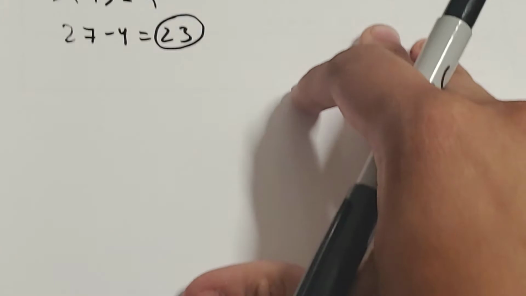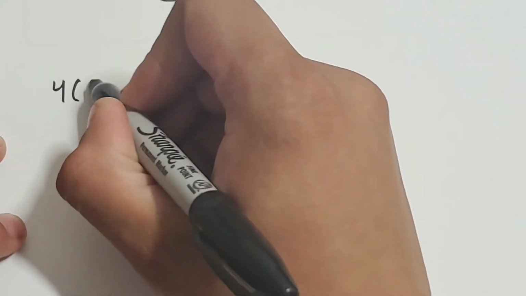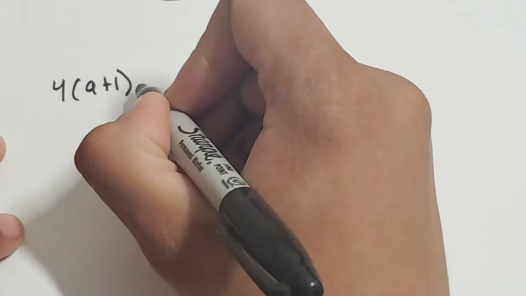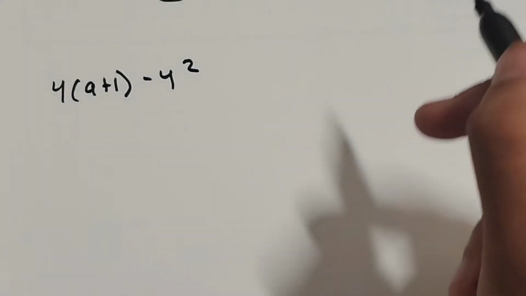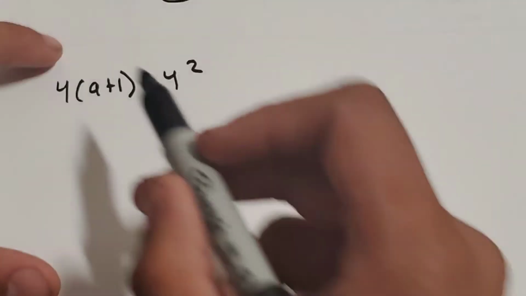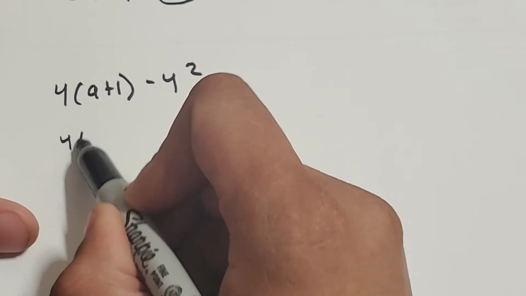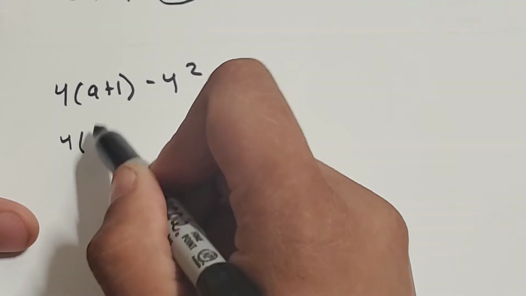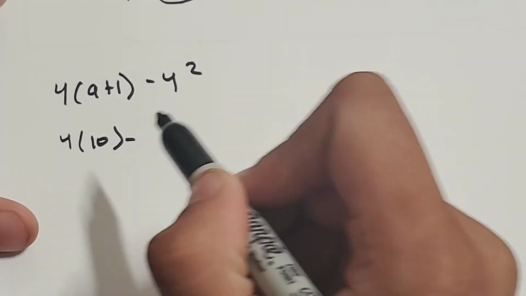Okay, let's do another one. What if I gave you 4 times the quantity of 9 plus 1, minus 4 squared? Same process. We have a set of grouping symbols, so we evaluate this first. 9 plus 1 is 10, so 4 times 10 minus 4 squared.